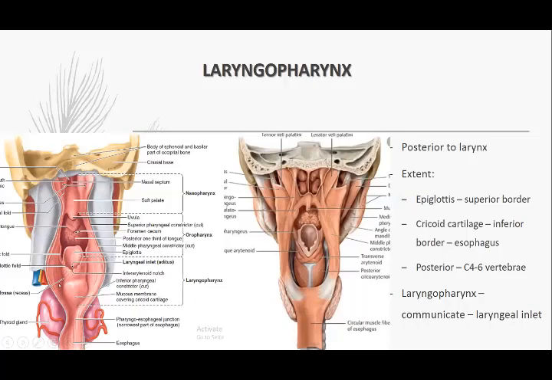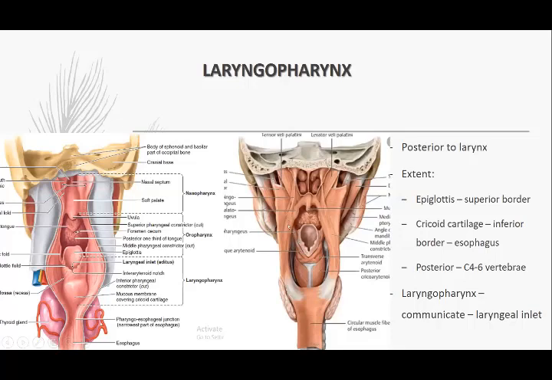This is the muscle of the pharynx. This is the upper part of the superior, this is the middle constrictor, here are the constrictor muscles of the pharynx. So this is the fold that connects the epiglottis to the lateral wall of the pharynx.